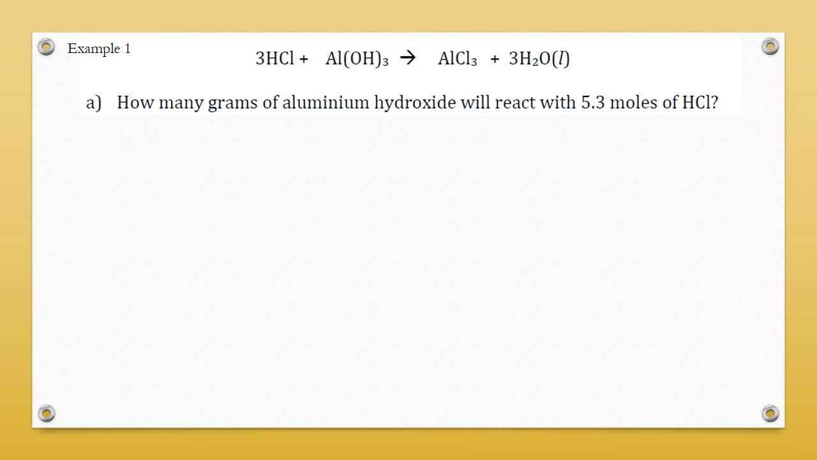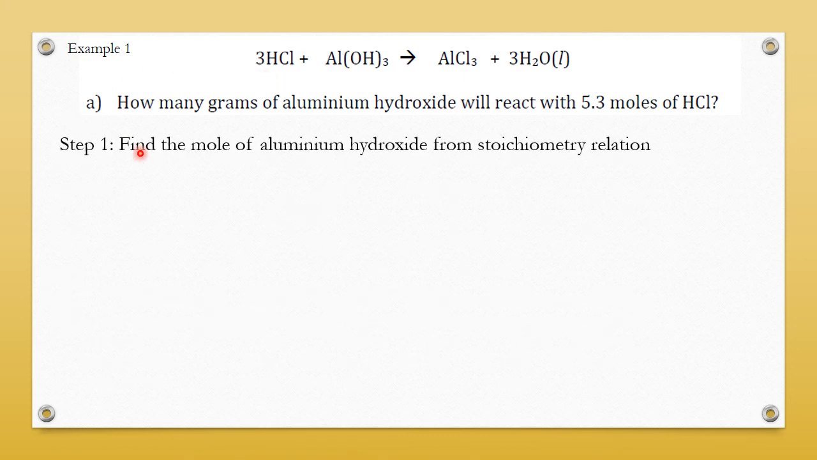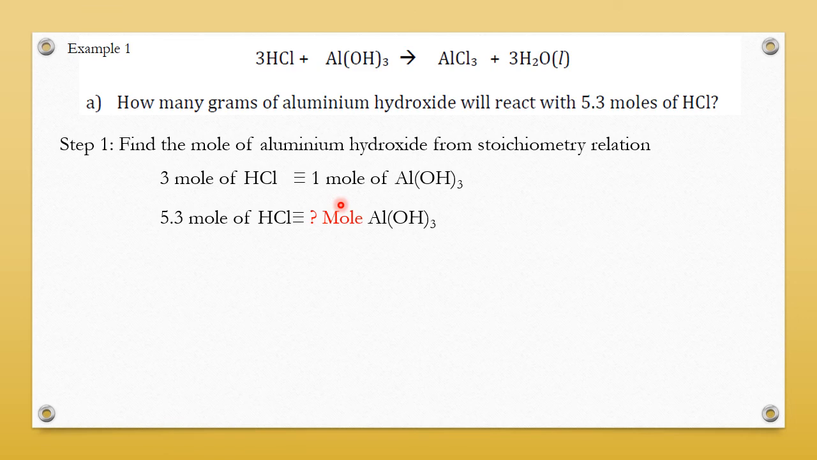So example 1, 3 mole of hydrochloric acid will react with 1 mole of aluminum hydroxide to produce aluminum chloride and 3 mole of water. The question asks how many grams of aluminum hydroxide will react with 5.3 mole of hydrochloric acid. From the balanced chemical equation, we can write down the stoichiometry relation, which is 3 mole of HCl will react with 1 mole of aluminum hydroxide. In the question, we are using 5.3 mole of HCl.